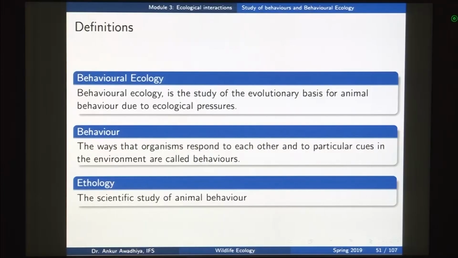Namaste. Today we begin our next lecture, which is the study of behaviors and behavioral ecology. So, before we begin, let us look at the definitions.